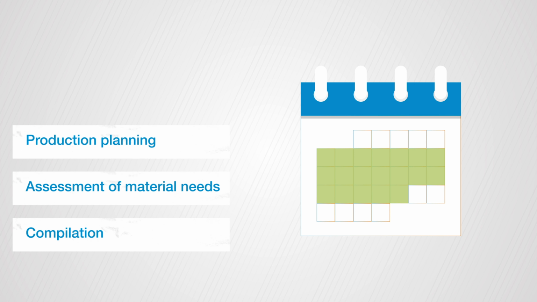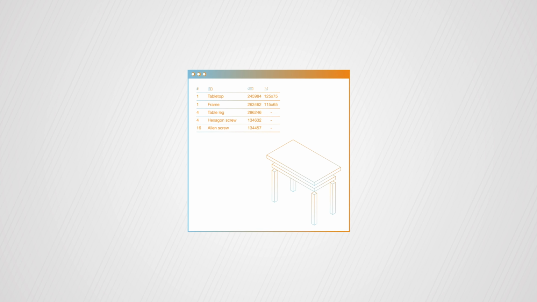They are used for production planning, assessing material needs, and compiling the time needed in every capacitance range. At apintra, there are two basic types in the area of variant technology.